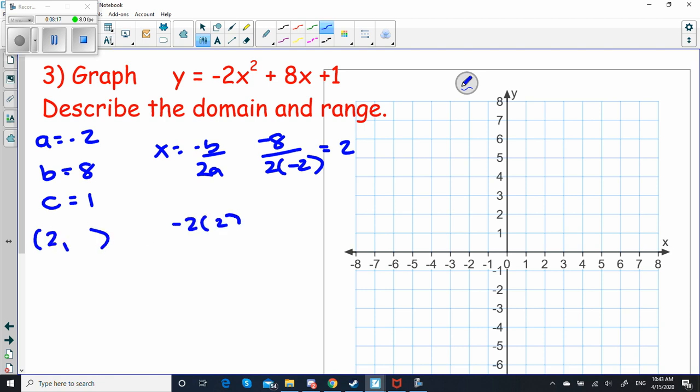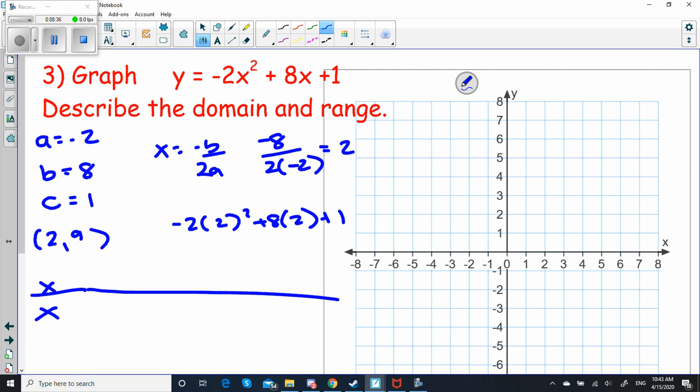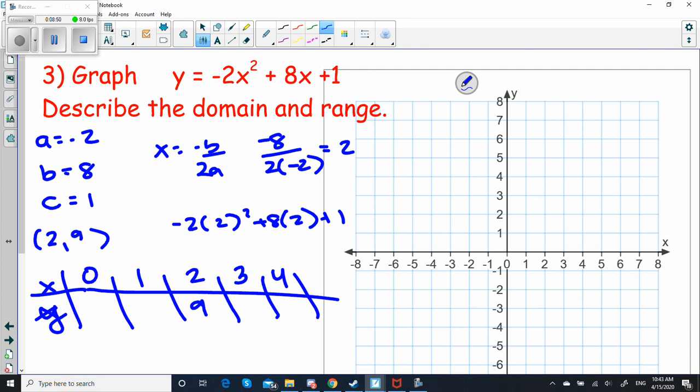So negative 2 times 2 squared plus 8 times 2 plus 1. Let's see what that gives us. I get 9. So 2, 9 is my vertex. I'm going to put that right in the center. So 2, 9. All right, so if I go up 1, that's 3. Up another, that's 4. Back 1 is 1, and back another is 0.